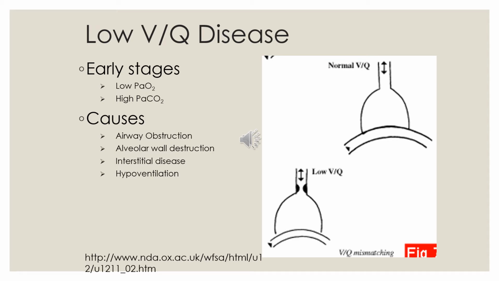Okay, the low VQ diseases, in the early stages, you're going to have a low oxygen concentration, or PaO2, and a high CO2. And if you think of things like COPD, an obstructive disease, your CO2 is going to be high, right?